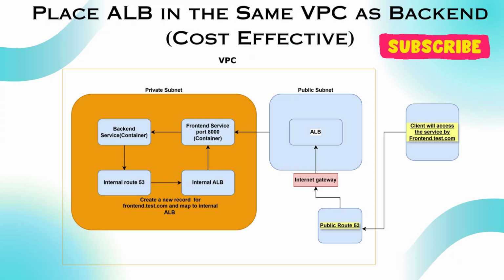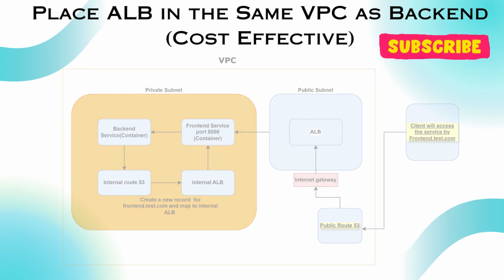You can look into this particular diagram where we have a private subnet, with the backend and front-end service running in the same private subnet, and additionally we have an internal ALB. So whenever the backend wants to call the front end, it will use frontend.test.com from the internal Route 53 record. So it is completely under the VPC network. It won't be exposed outside to the public network. When the backend service calls frontend.test.com, it will go to the internal Route 53, then route to the internal ALB, and then to the front end. So this is one way that you can cut the cost and improve the latency.